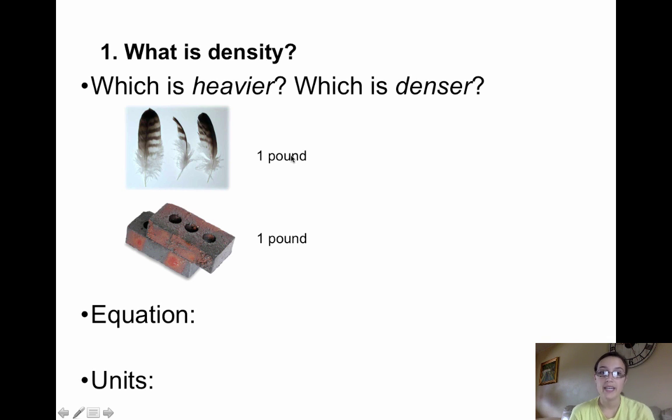But if you picked up the feathers and you picked up the bricks, you're like, wait a second. Well, the bricks are denser. They have more mass in a certain volume, right? So if we had 10 milliliters of brick and 10 milliliters of feathers, the bricks are going to feel heavier because they are more dense. They have a higher mass per volume.